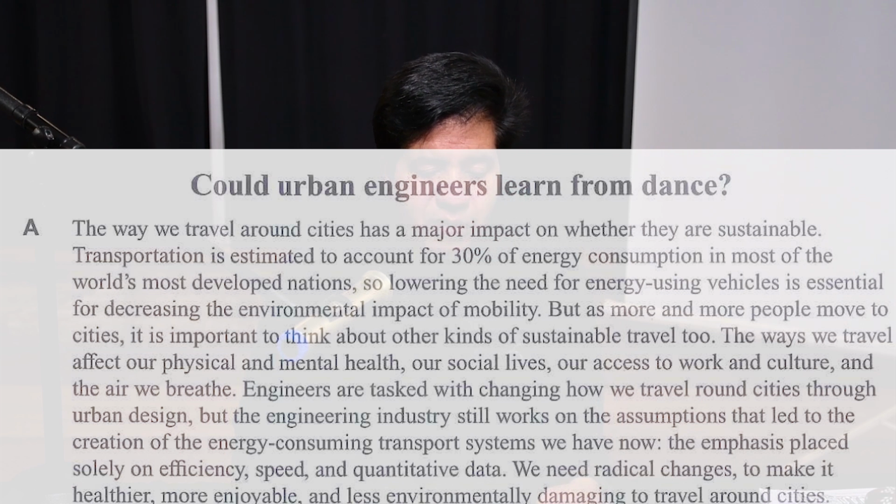Paragraph A. The way we travel around cities has a major impact on whether they are sustainable. Now, let's just skim through it. Transportation is estimated to account for 30% of energy consumption, and so on. Now, immediately come to the next sentence after the full stop. But as more and more people move to cities, it is important to think about other kinds of sustainable travel too. The ways we travel affect our physical and mental health, our social lives. Now this, and in the beginning they said the way we travel around cities has a major impact. Keep these things in mind, and now we go to the questions and see if there is any match.